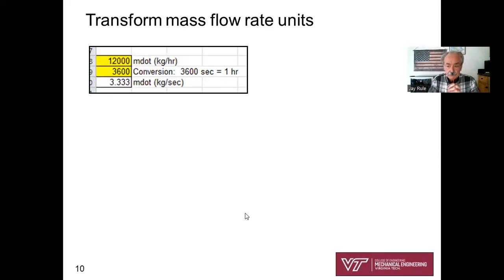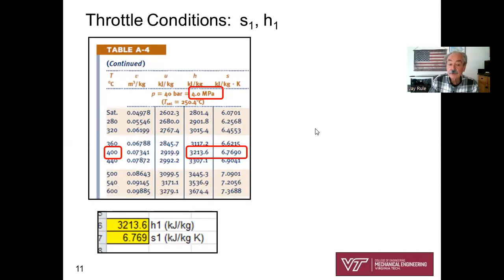All right, so let's go through the numerics of this. M dot, 12,000 kilograms per hour. We're going to transform that into 3.33 kilograms per second, simply by using the 3,600 seconds in an hour. Then we're going to go to our steam tables, superheated, for the throttle condition, 4 megapascals, 400 degrees C, and we're going to write down H, 3213.6, and S, 6.769 kilojoules per kilogram degree K. Always include your units when you're writing your numbers down.